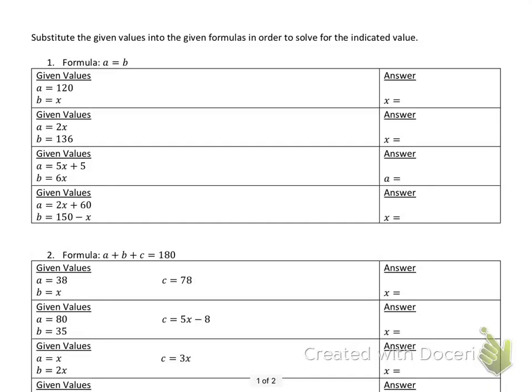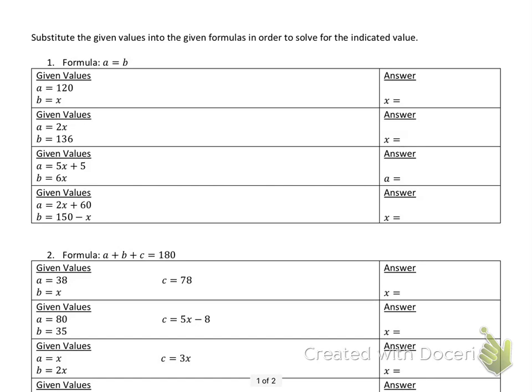So we are going to get some practice with using formulas. Really, it's just practice with equations. And for all of these problems, 1 through 6, you're going to have the formula for that particular group given. So if you notice right here for number 1, it says formula is A equals B. All right, and we'll go through some of these problems, but when you get to the next group, your formula is going to be A plus B plus C equals 180.